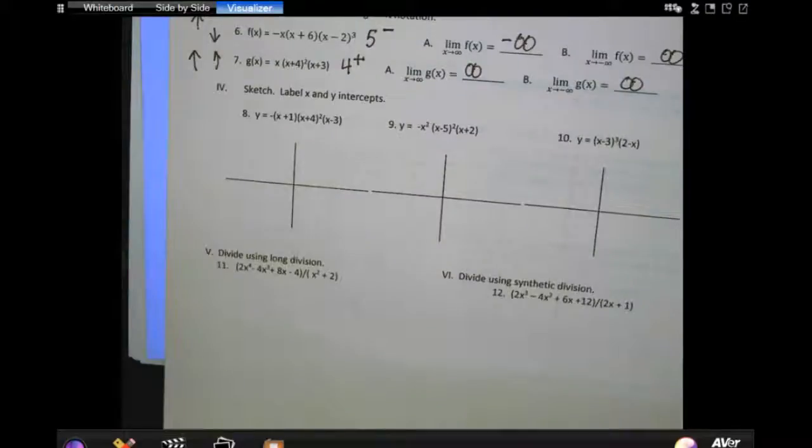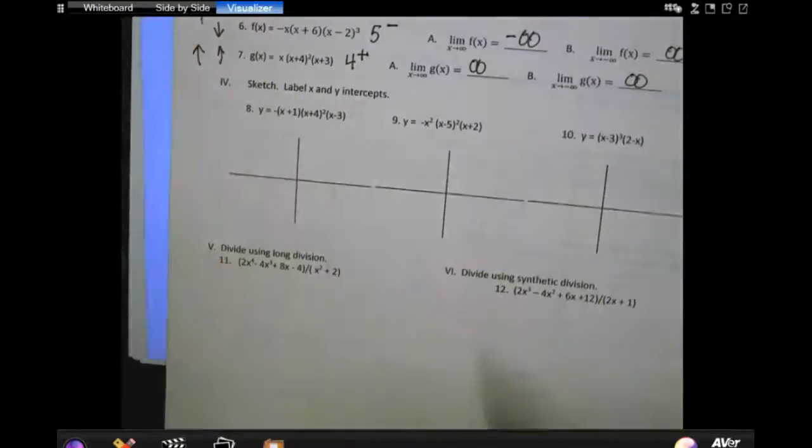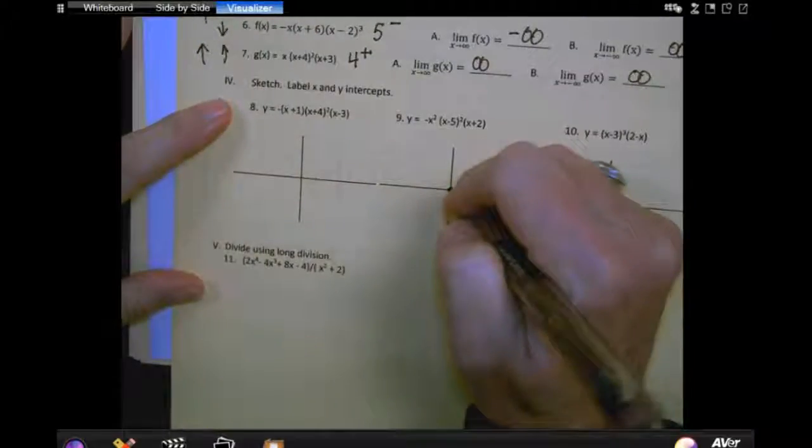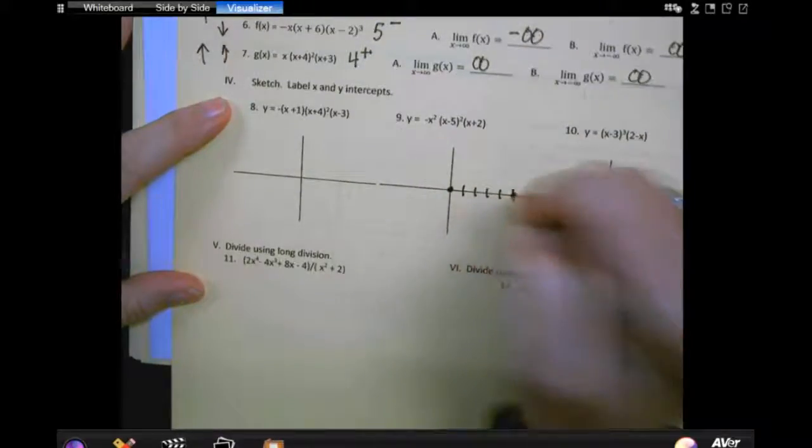All right, so to sketch this, 8, 9, or 10, y'all pick one. I'll do one of them. Okay, so number 9. First of all, put in your x-intercepts. So it's 0, 5, and negative 2.